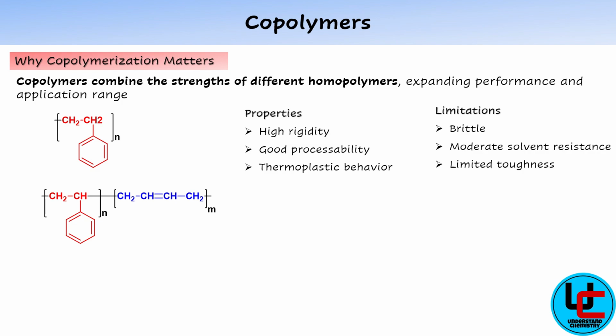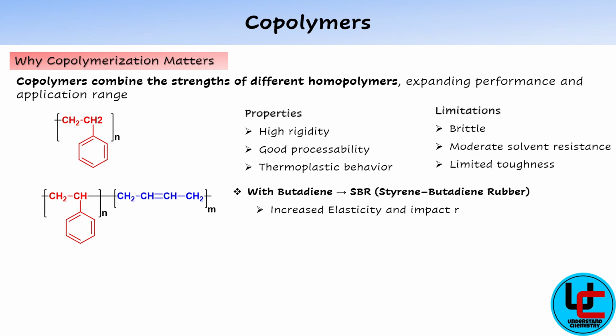These limitations restrict its use. Now, if we copolymerize styrene with 1,3-butadiene, or generally we say butadiene, we get SBR, styrene-butadiene rubber. This material is far more elastic and impact resistant. That's why it is used in tires, seals, and footwear. These are the products where flexibility and durability are critical.